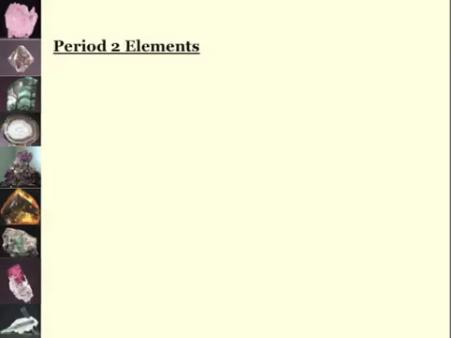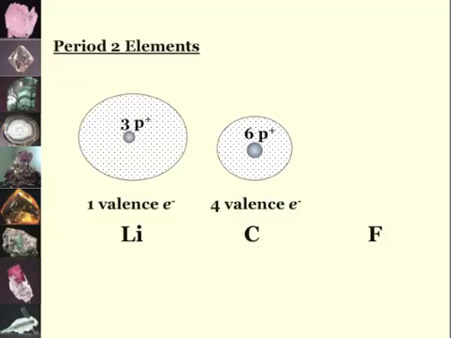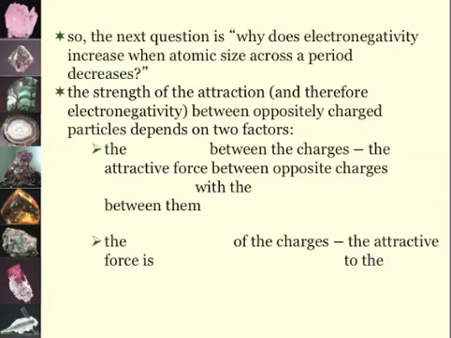So if we look here at period 2 elements, we've got lithium with 1 valence electron and 3 protons. We're going to compare that to carbon, which has 4 valence electrons but 6 protons, so it's able to hold them a lot closer. And we're going to compare that to fluorine, which has 9 protons, and again, it's able to hold them a lot closer. So the next question is, why does electronegativity increase when atomic size decreases across a period?